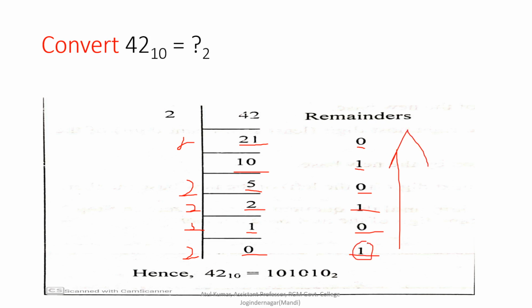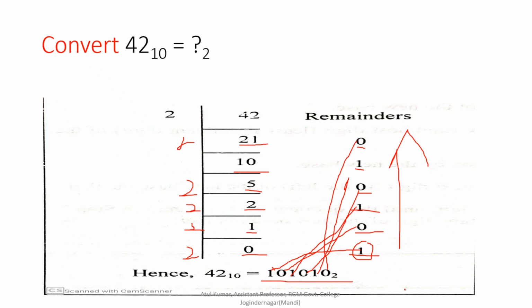So first digit is 1, we write 1 here. Second is 0, we write 0 here. Third is 1, we write 1 here. Then fourth is 0, then we write 0 here. And fifth is 1, so we write 1 here. And the sixth is 0, so we write 0 here. So this one is actually the conversion of 42 into an equivalent binary number.